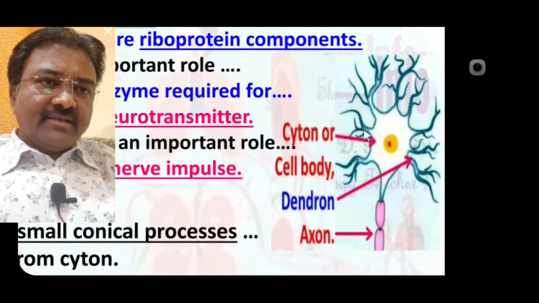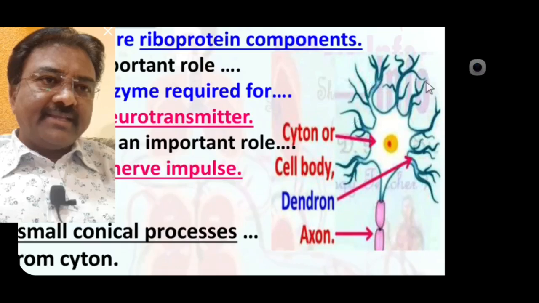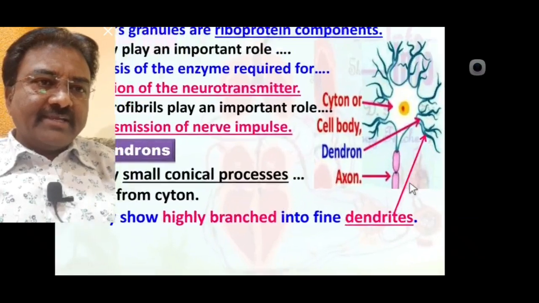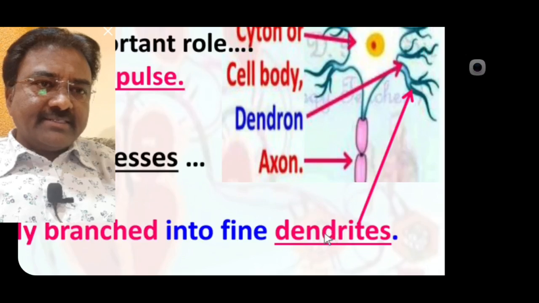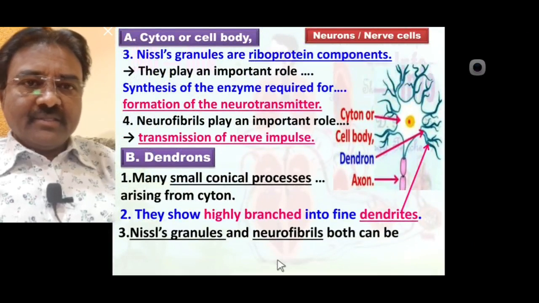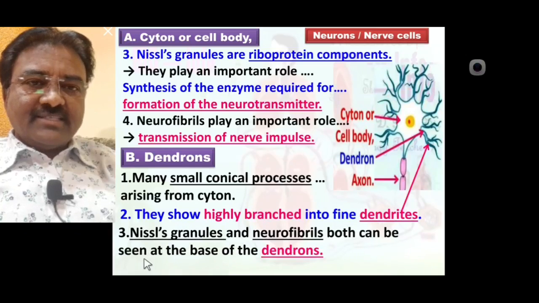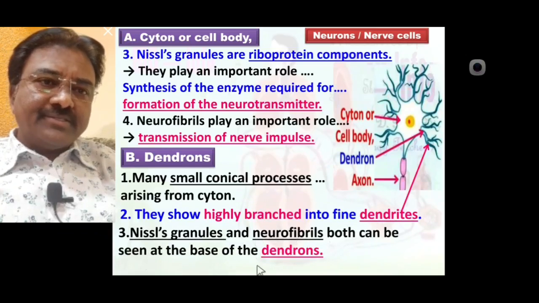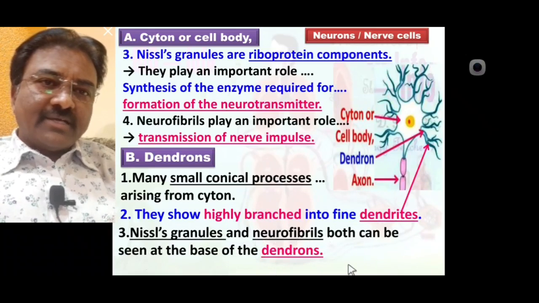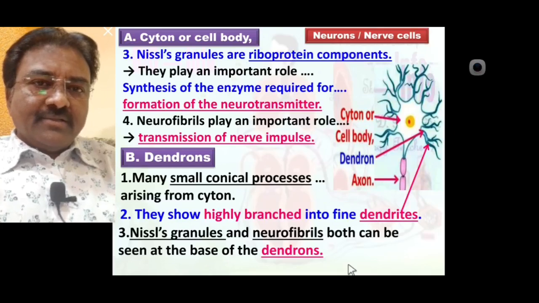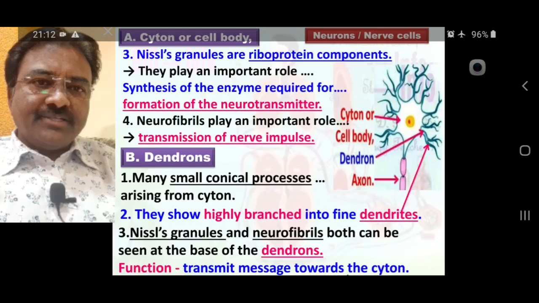Seen here, dendrons are branched structures called dendrites. Means these are the dendrites. Now labeled them, dendrites. This one is dendrite. Third point, Nissl's granules and neurofibrils both can be seen at the base of dendrons. Means these granules are also present in dendron as well as cyton. Always remember.